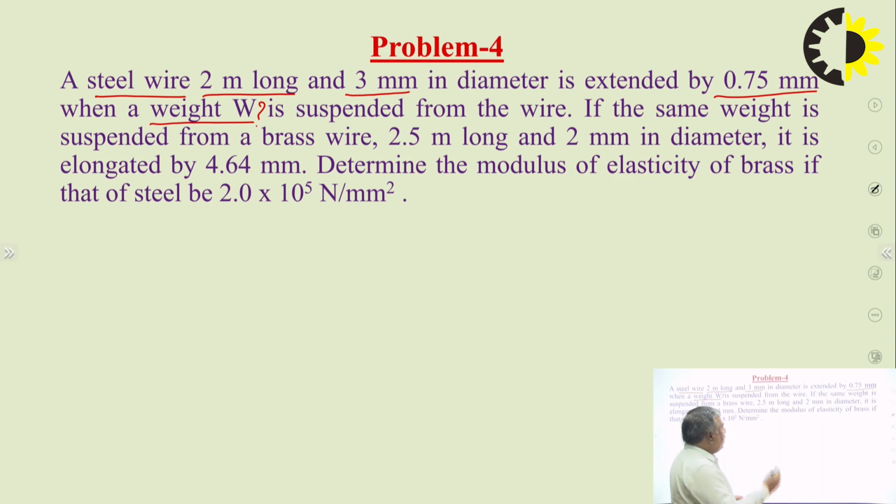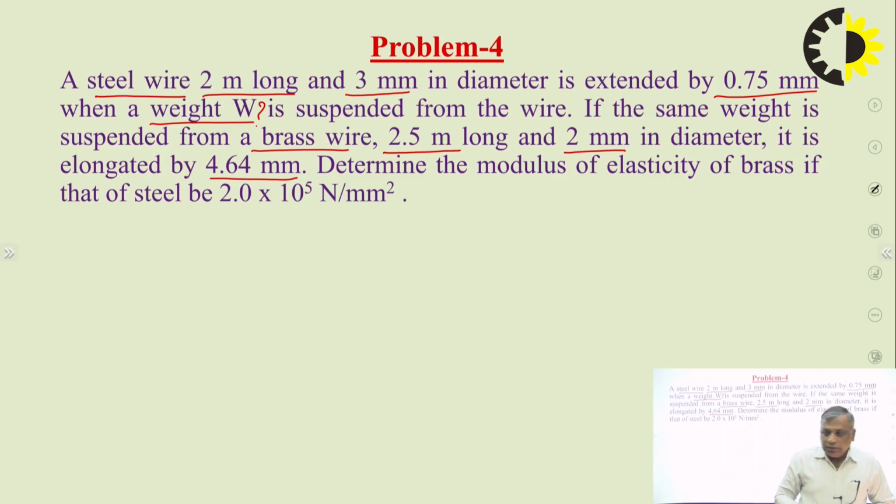If the same weight is suspended from the brass wire, this second material is brass, and it is 2.5 meter long, and the diameter is 2 millimeter, and it is elongated by 4.64 millimeter if we are applying the same pulling force on the brass. Now we need to find out the modulus of elasticity of brass.